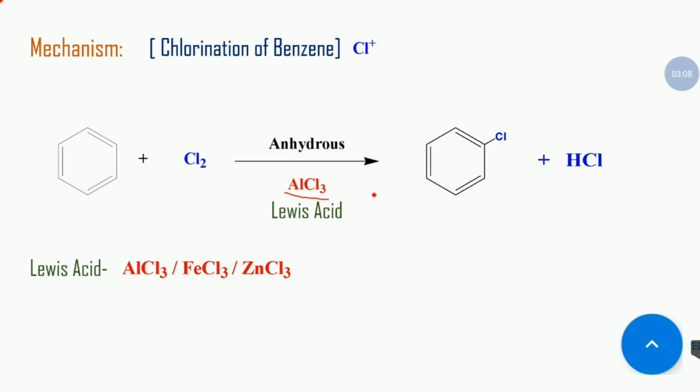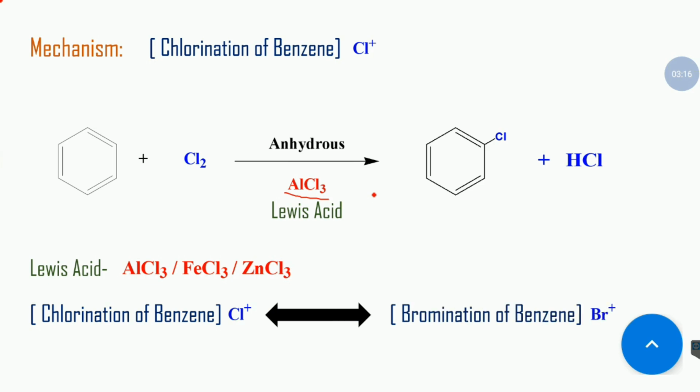Now, chlorination of benzene and bromination of benzene are fully the same process. Just the electrophile is different. One has the Cl plus electrophile for chlorination of benzene, and the other has the Br plus electrophile for bromination of benzene. The Lewis acid used for bromination is AlBr3.